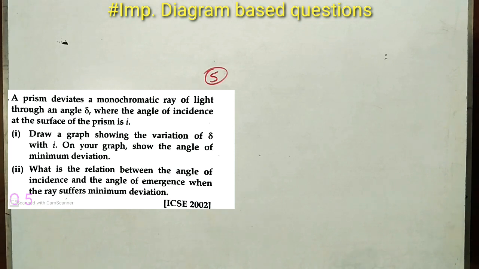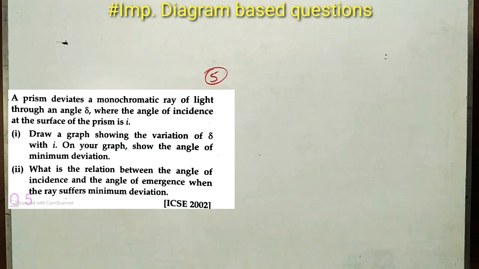Now let's solve question number 5. Look at the screen. A prism deviates a monochromatic ray of light through an angle delta, where the angle of incidence at the surface of the prism is angle i. Draw a graph showing the variation of delta with i. On your graph, show the angle of minimum deviation.